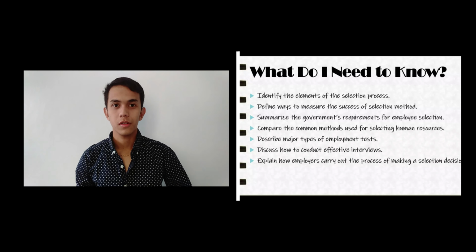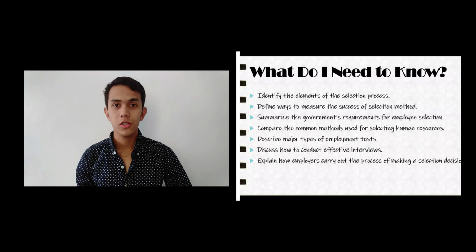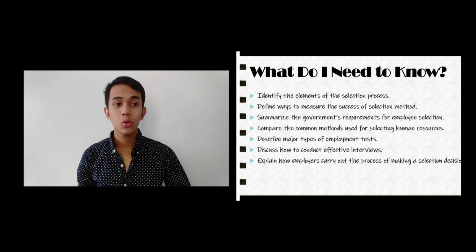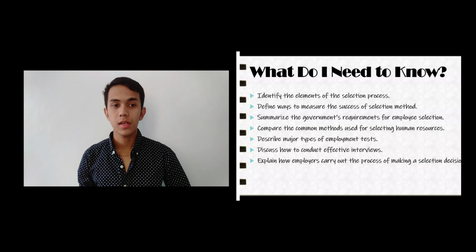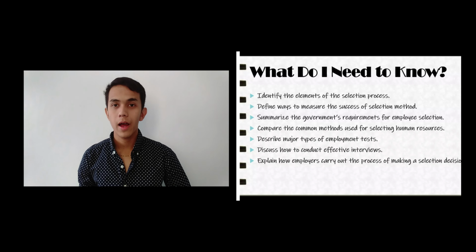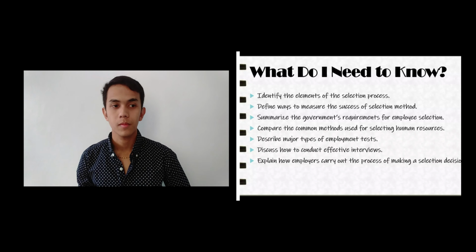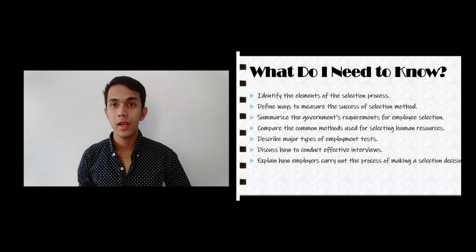Further the discussion. Number one, identify the elements of the selection process. Number two, define ways to measure the success of selection method. Three, summarize the government's requirements for employee selection. Number four, compare the common methods used for selecting.